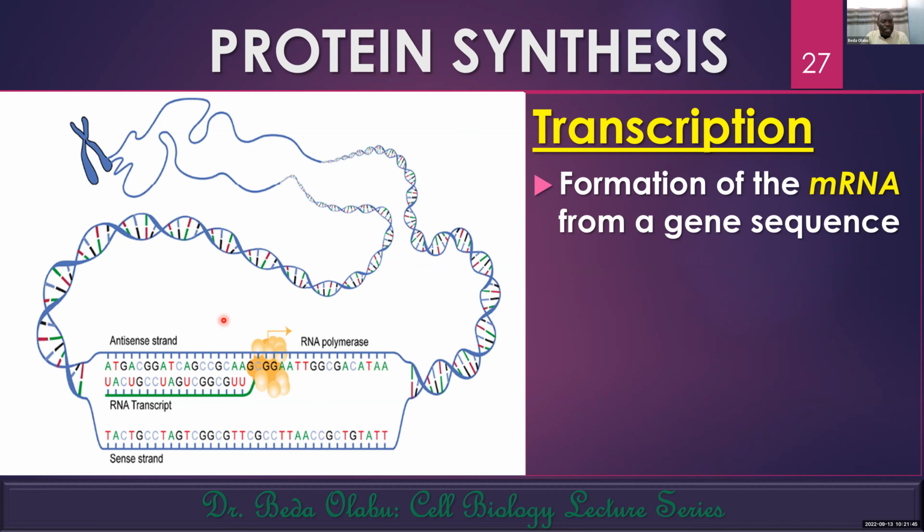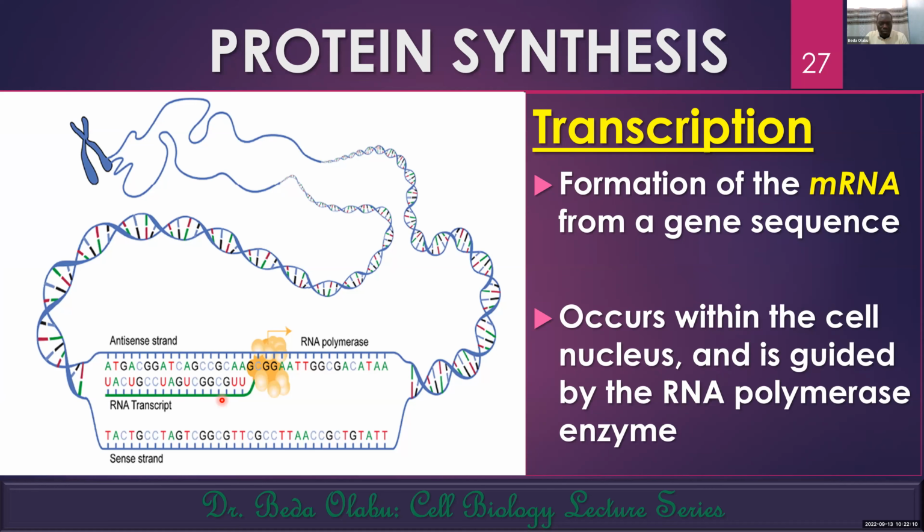So let's say this cell needs insulin. The gene for insulin is located in one of the chromosomes. That particular gene will open up first, then a messenger RNA copies the gene for insulin. So you form RNA. That's the process of transcription, the process of formation of messenger RNA from a gene sequence.